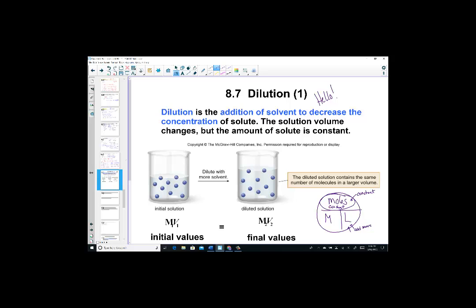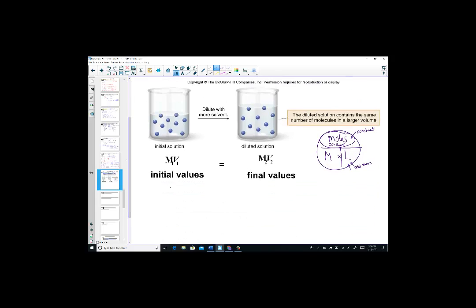So if moles is constant, and we know that moles can be defined as molarity times volume in liters, we can calculate the new concentration of our diluted solution with this formula. The initial molarity and volume of the solution will be equal to the new concentration and new volume, final values: M1V1 equals M2V2. You dilute the solution by still keeping the same quantity of moles. And that's why this equation works.